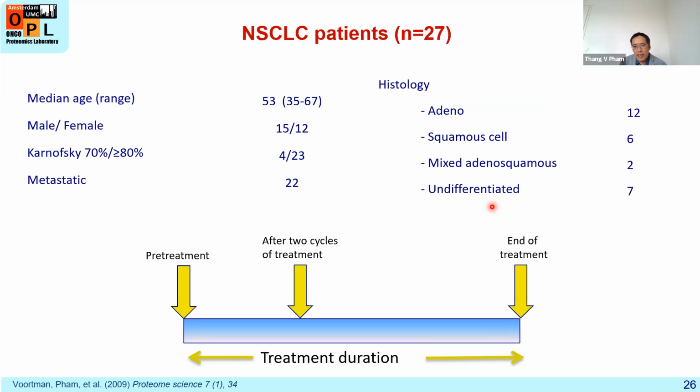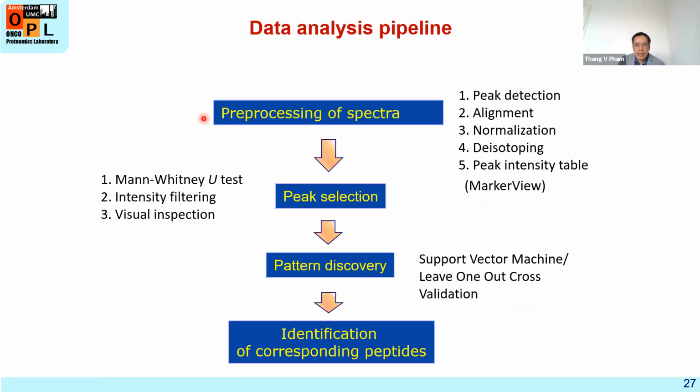We have a cohort of lung cancer patients with 27 patients. And we also took samples at pre-treatment, but also at the end of treatment and during the cycles. And these are the characteristics of the patients.